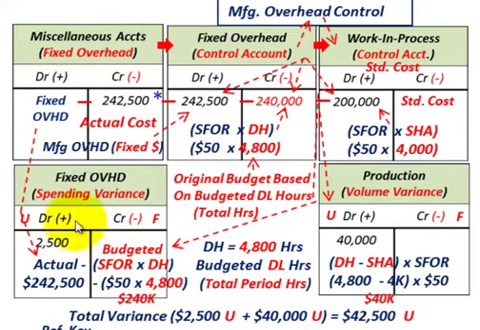So this is where we're going to get the spending variance. It's going to be an unfavorable variance of $2,500 simply because our actual amount spent for the period in fixed overhead is greater than our budgeted amount. So it's unfavorable by the difference, $2,500. Okay, so that takes care of our spending variance.